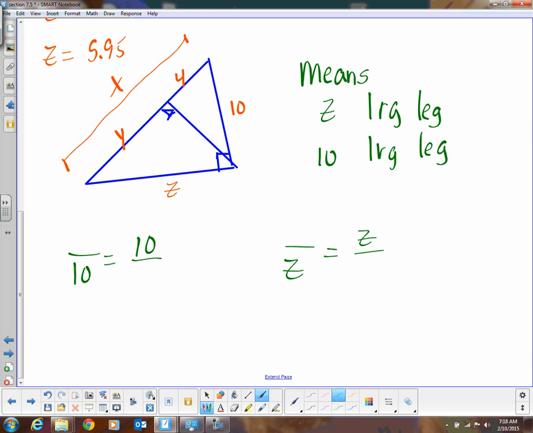Let's start with 10. When you have the leg of the large right triangle, it's the geometric mean between what, Jeff? The hypotenuse, whole hypotenuse, which is x. And this part of the hypotenuse that's closest to it, exactly. Z is my other large leg. So it's going to be the geometric mean between what, Eric? What was the question? The geometric mean. We need to fill in these spots. The large leg is the geometric mean between what?